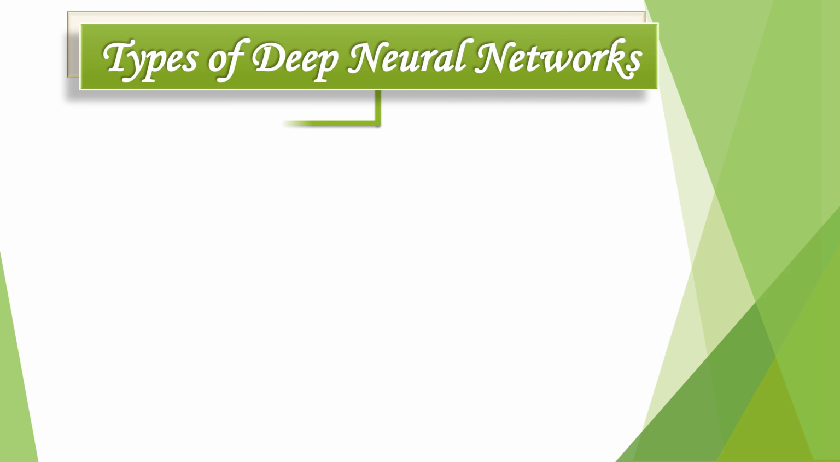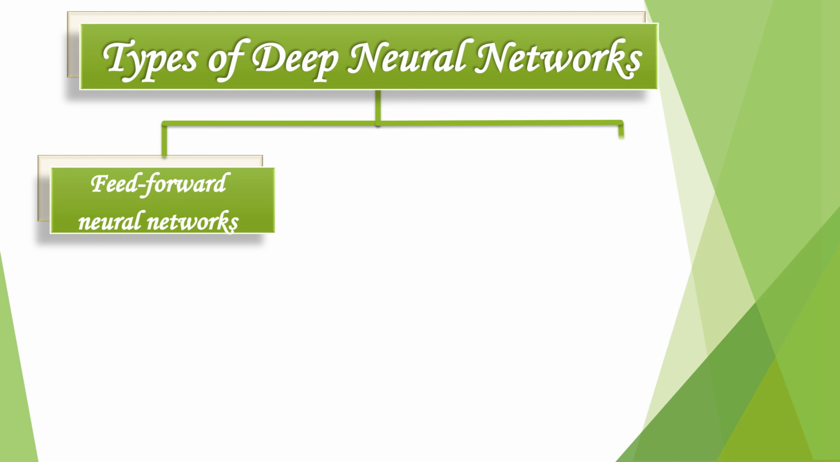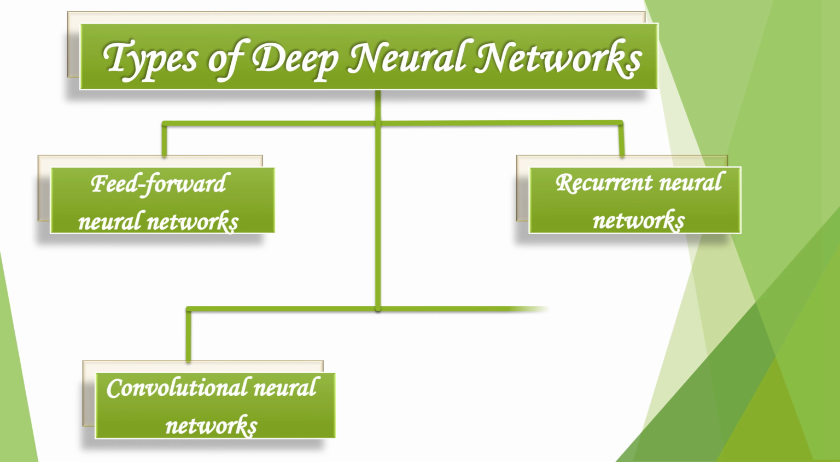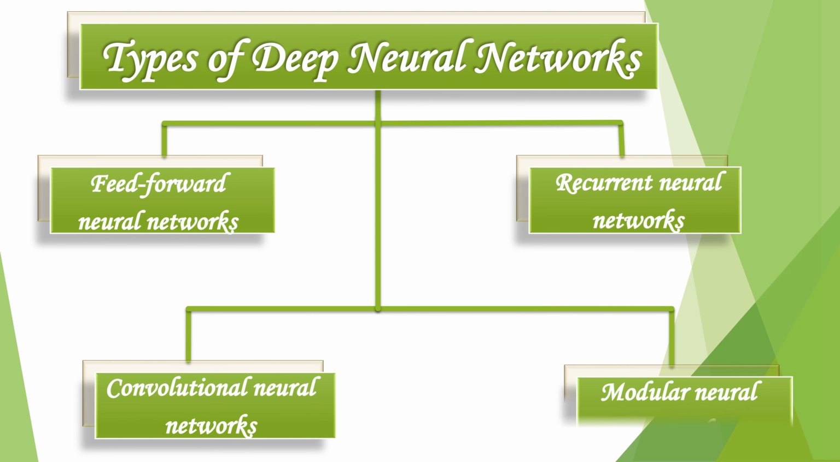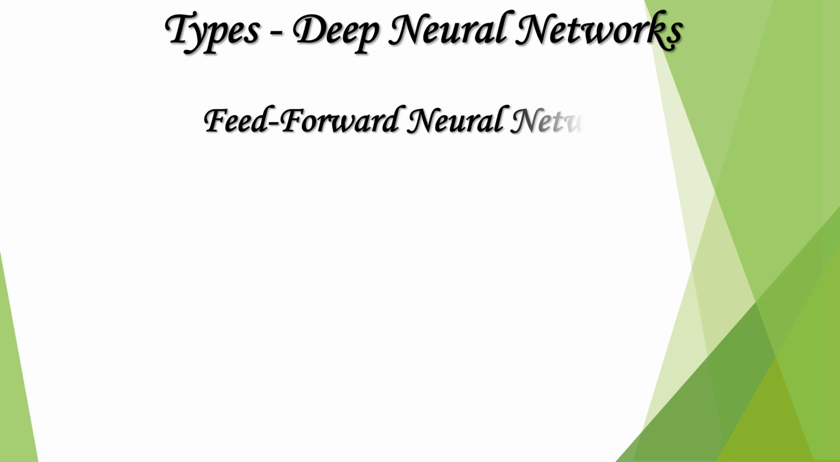Types of deep neural networks: feed-forward neural networks, recurrent neural networks, convolutional neural networks, modular neural networks.